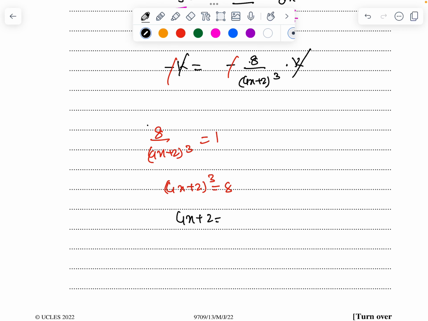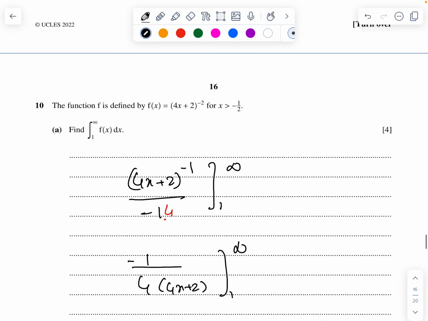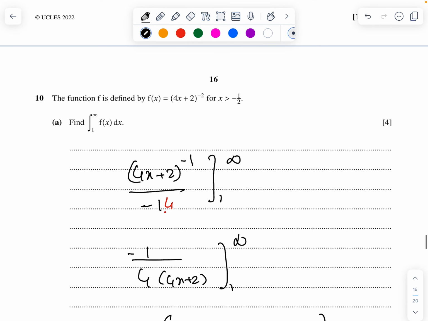4x plus 2 equals cube root of 8. 4x plus 2 equals 2. 4x equals 0, so x equals 0. I got the value of x as 0. Now, what is the value of y?